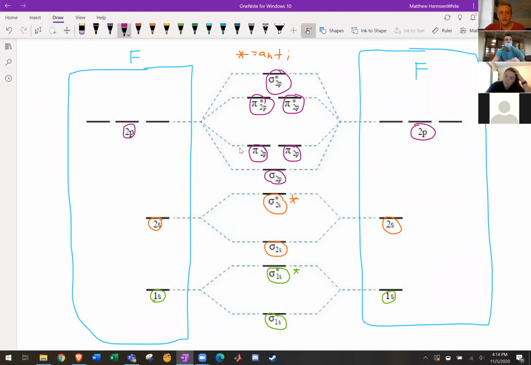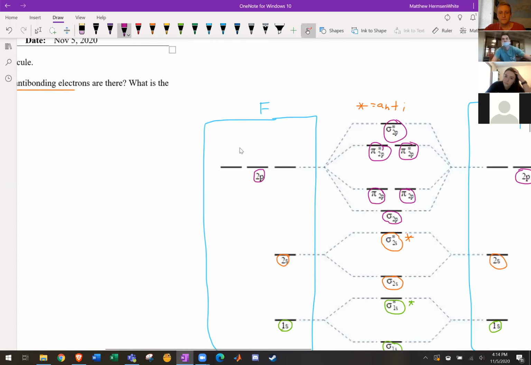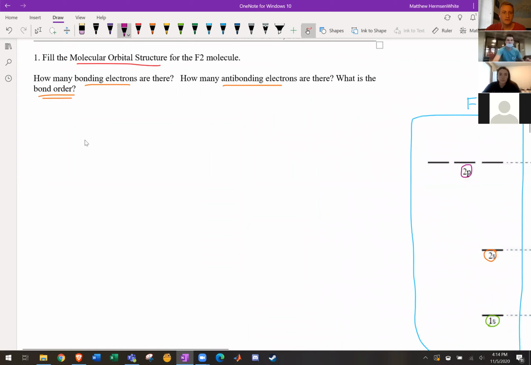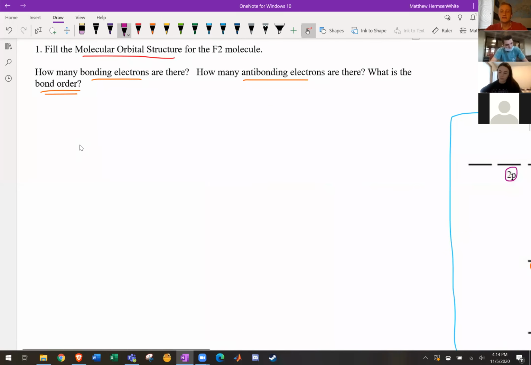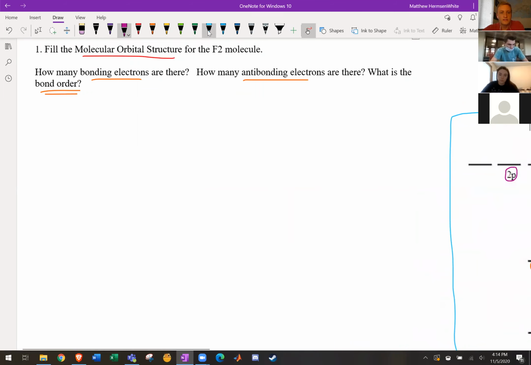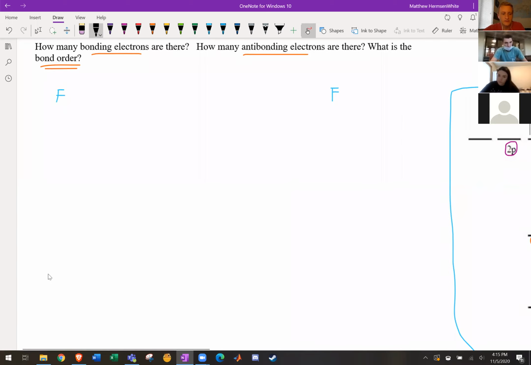So let's go through and do one of these for fluorine, and we're going to do it together. These are always going to be the same setup, the same structure. On one side, we're going to have a fluorine molecule and another fluorine molecule. Let's draw out together the different levels. So we have a 1s, a 2s, and then a 2p.